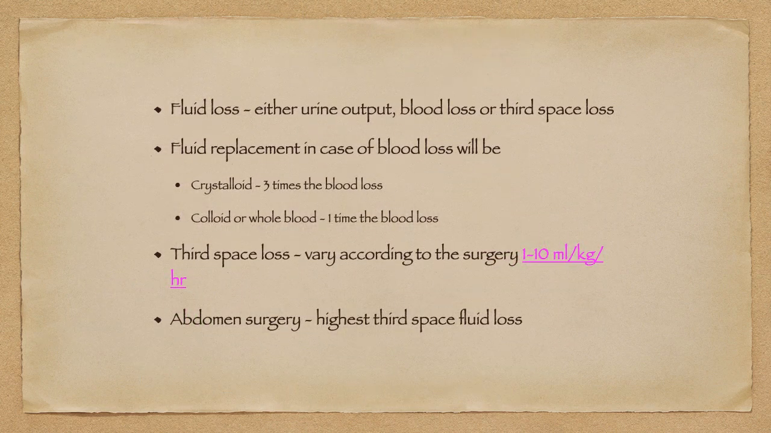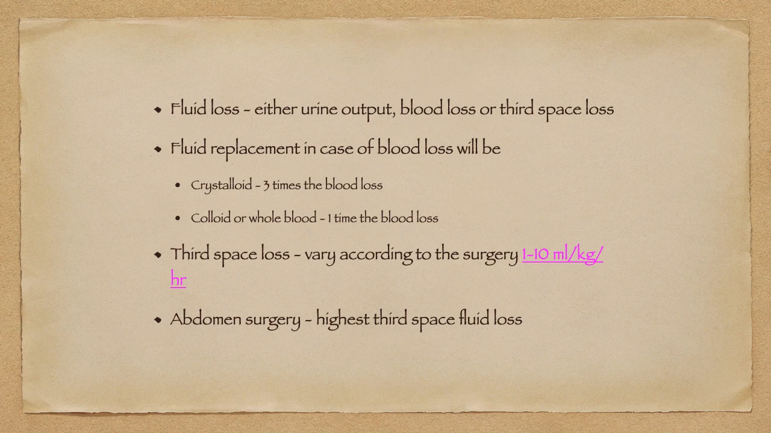Fluid loss can be urine output, blood loss, or third space loss. Fluid replacement in case of blood loss: if you are giving crystalloid, you have to replace 3 times the blood loss. If you are giving colloid or whole blood, 1 time the blood loss is enough. Third space loss varies according to the surgery. You have to calculate 1 to 10 ml per kg per hour.